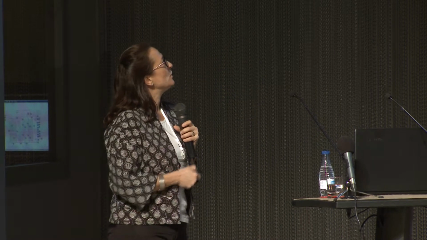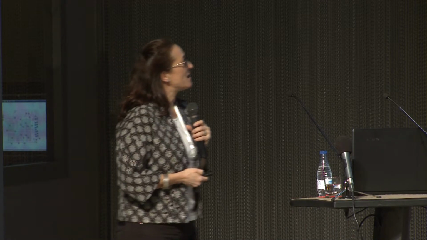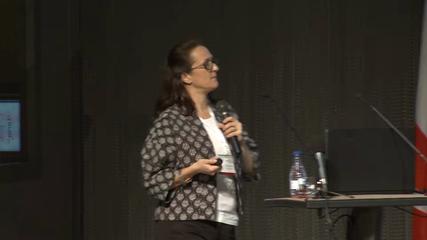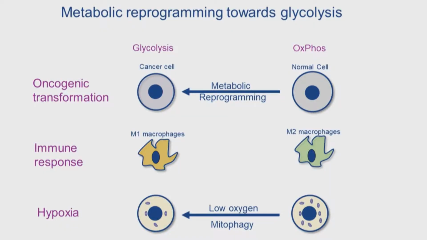Other paradigms of metabolic reprogramming occur also, for example, during oncogenic transformation, and we know that normal cells rely mostly on OXPHOS. However, cancer cells rely more on glycolysis, and this is the known Warburg effect. This metabolic reprogramming also occurs in macrophages. When macrophages are polarized to the M1 pro-inflammatory phenotype, they rely mostly on glycolysis, while M2 macrophages, the more anti-inflammatory ones, rely on OXPHOS. We also know that this metabolic reprogramming occurs during hypoxia, and during low oxygen, cells degrade mitochondria by mitophagy. This is known, and they also change the metabolism towards a more glycolytic phenotype.